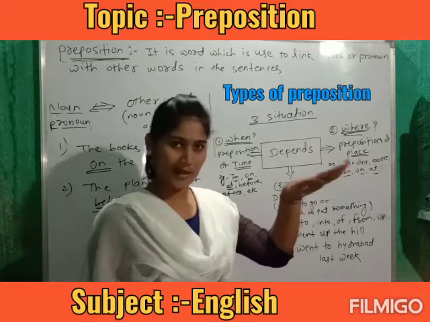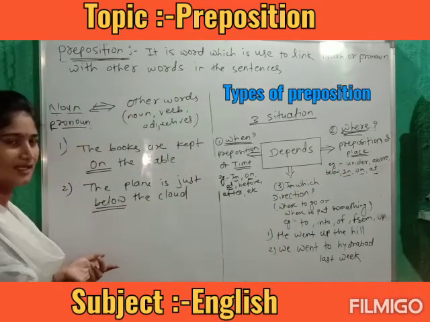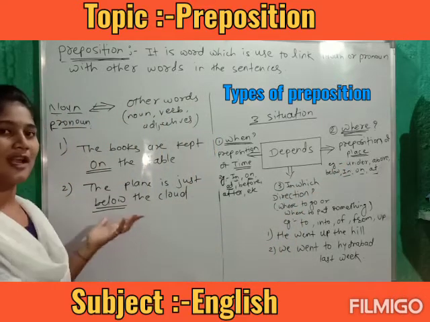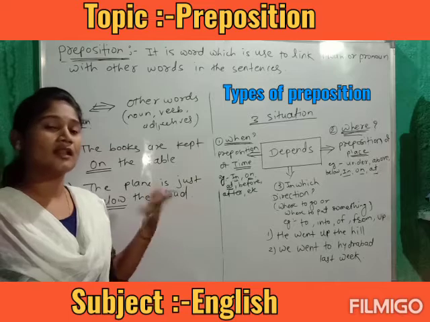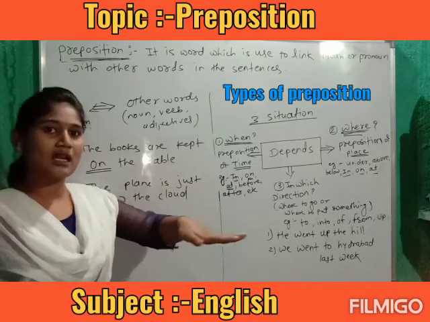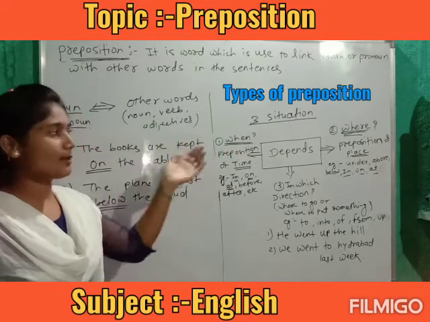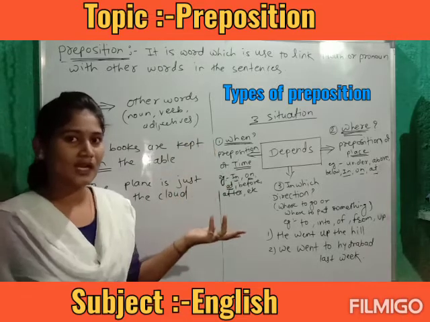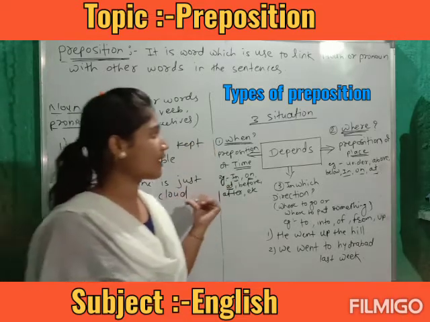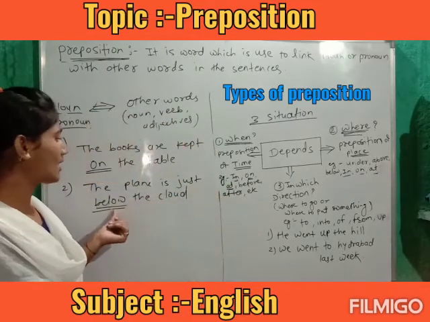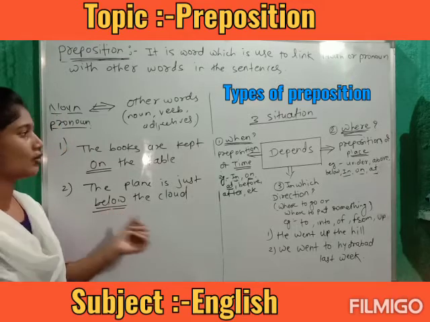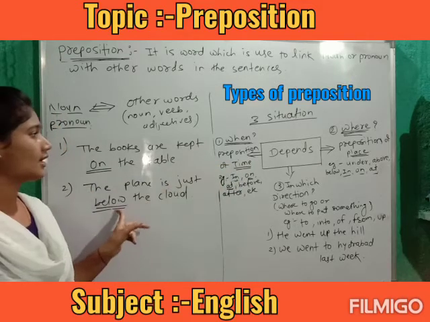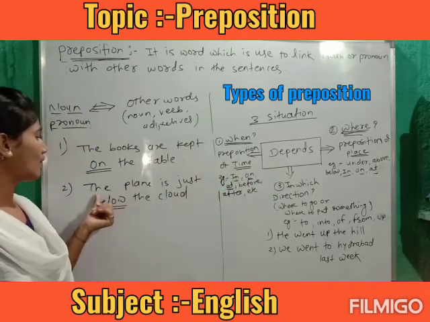Suppose one plane is there. Suppose you are seeing the plane here, and just imagine that the plane is going just below the cloud. Suppose a cloud is there and the plane is under the cloud. Under means below that. Here the situation is different because the placement is given. That's why the word below we have used here is related to place, meaning where the plane is.